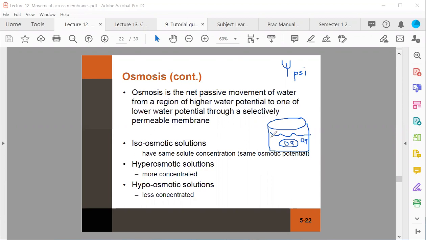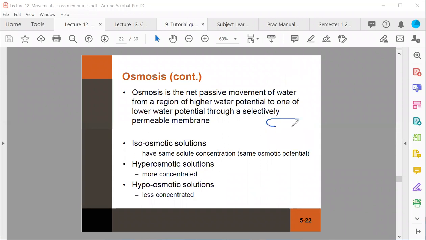So we refer to that solution as an isoosmotic solution, also referred to as an isotonic solution. Just in case you see this word, which you would have seen if you could have done the prac that actually goes with this lecture. All right, same solute concentration, isoosmotic or isotonic. Now I'll just clear that or I'll run out of room.